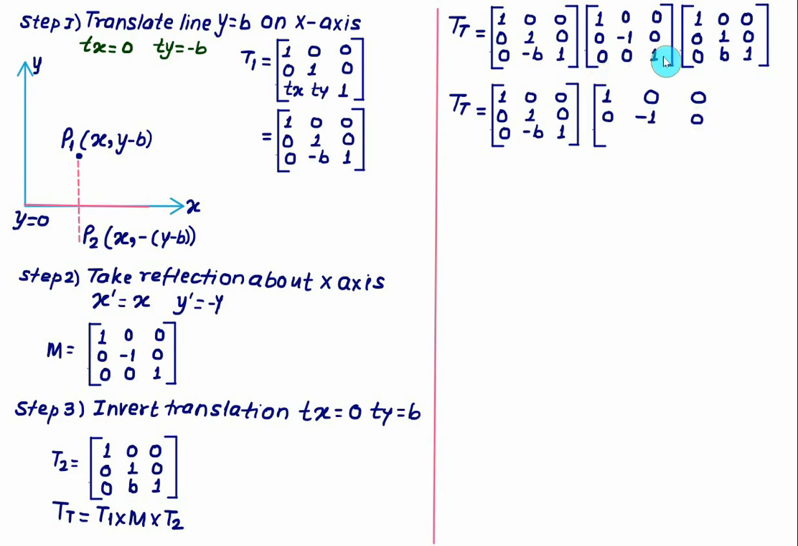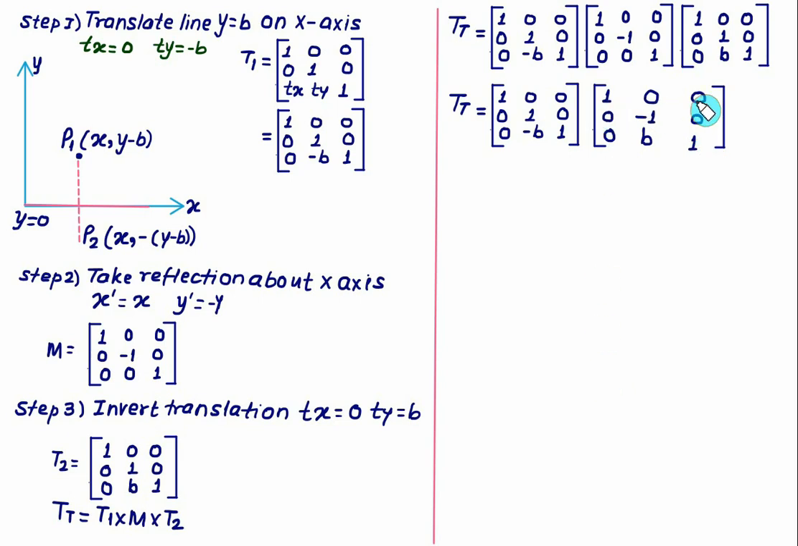Then we have third row and first column: 0 into 1 is 0, 0 into 0 is 0, 1 into 0 is 0. Then third row and second column: 0 into 0 is 0, 0 into 1 is 0, 1 into b is b. Then third row and third column: 0 into 0, 0 into 0, and 1 into 1 is 1.